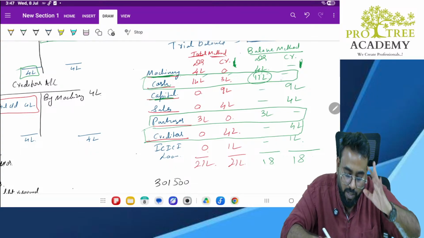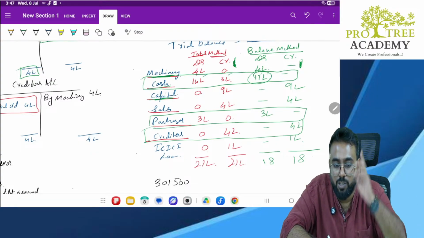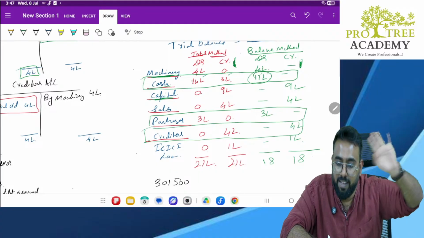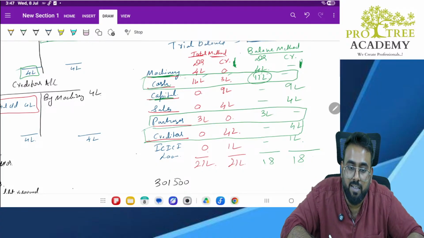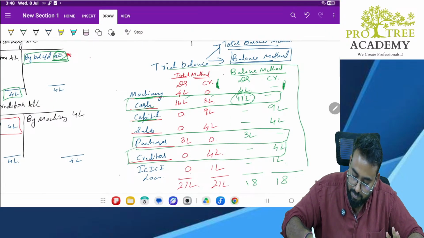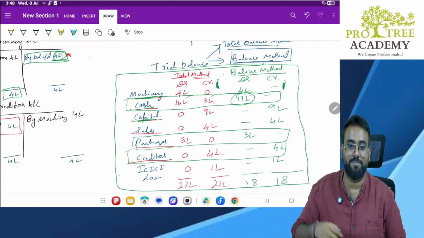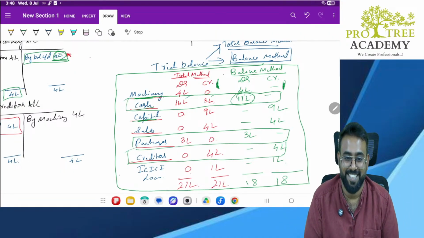Credit side is becoming 0. Here also the same thing, no? 14 lakh is higher, 3 lakh is on the credit side. So what is the impact? Debit side higher by 11 lakh. Clear? Everybody is understanding? Yeah? Sir, both methods are nothing but the same. Both methods.